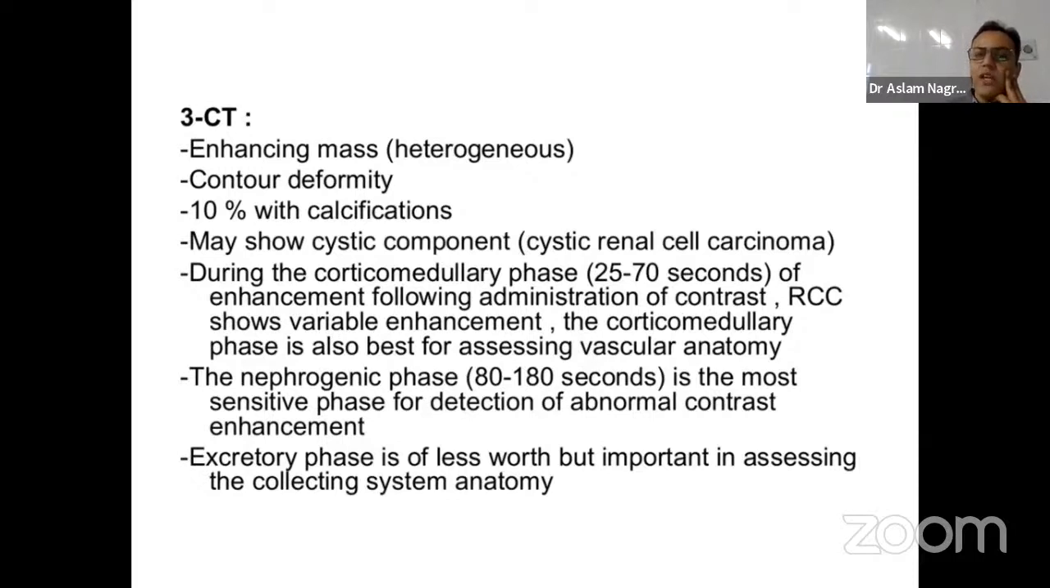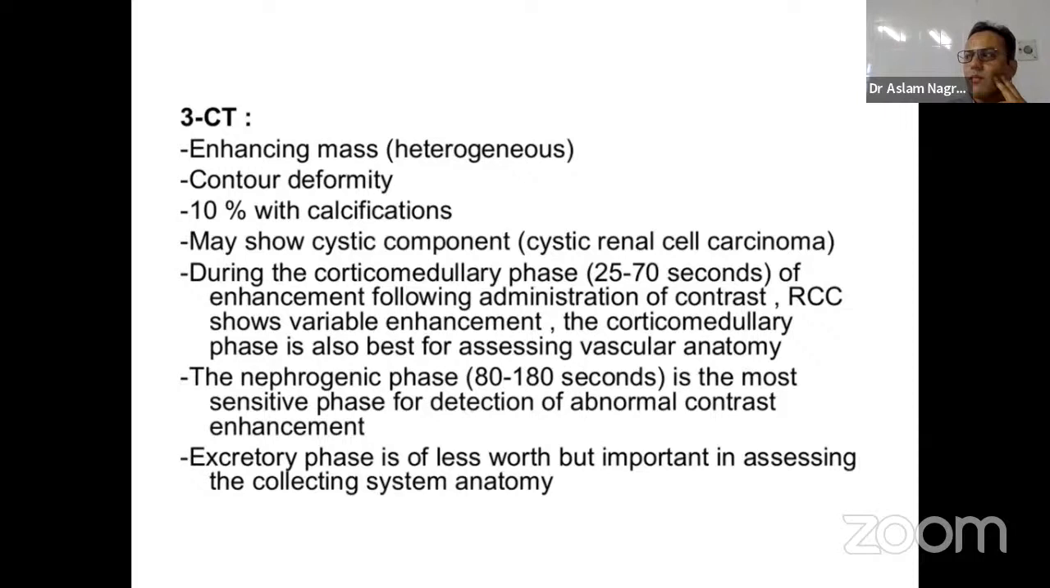So in the CT, the enhancing mass should be heterogeneous. It is usually heterogeneous because there are components of blood, there is necrosis, there will be a contour deformity. The RCC shows variable enhancement. There are subtypes of RCC. Enhancement is less, we value the enhancement and we see an increase as low as 10 to 15 HU. Upon the enhancement, we come to a completely hypovascular RCC, which is very difficult to differentiate from other lesions.